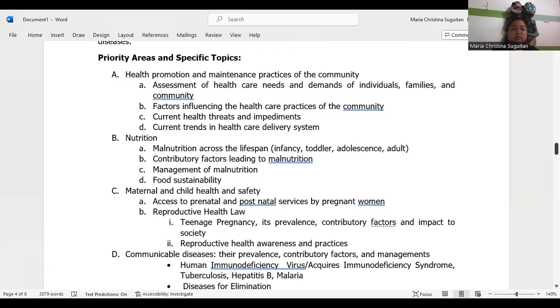Okay, so that's part of teenage pregnancy. Its prevalence, contributory factors, and impact to society, reproductive health awareness and practices. So that's part of health education.